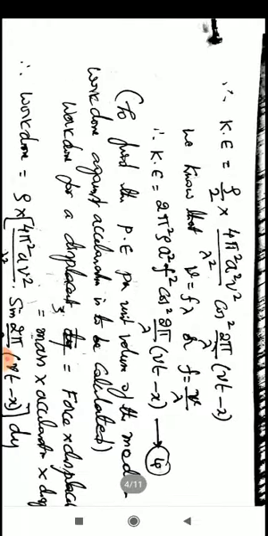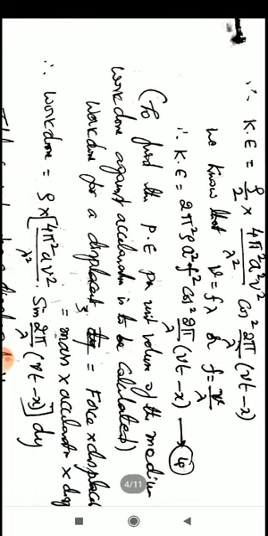Next, therefore kinetic energy, after simplification, is ρ/2 × 4π²a²v²/λ² cos²(2π/λ)(vt − x). We know that v = fλ, or f = v/λ. Therefore, kinetic energy is 2π²ρa²f² cos²(2π/λ)(vt − x). I am going to call this equation 4.